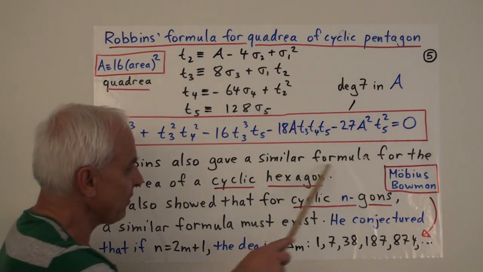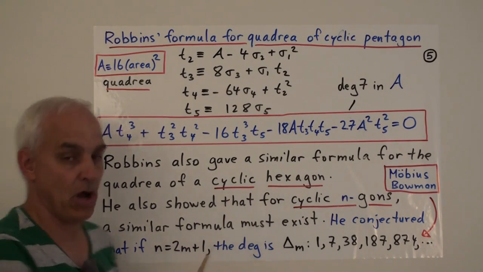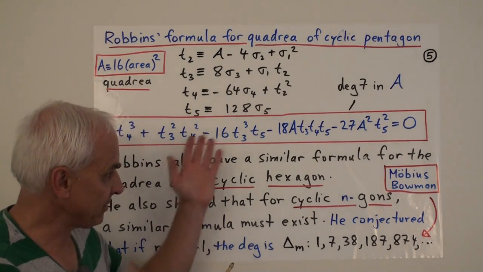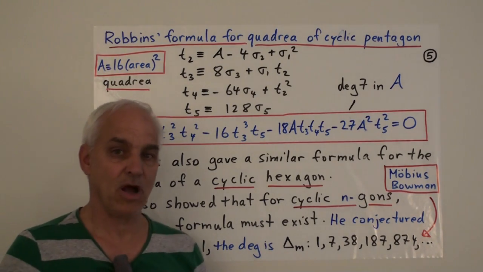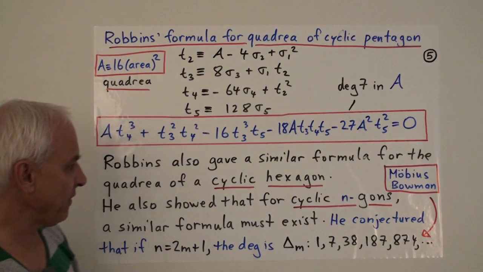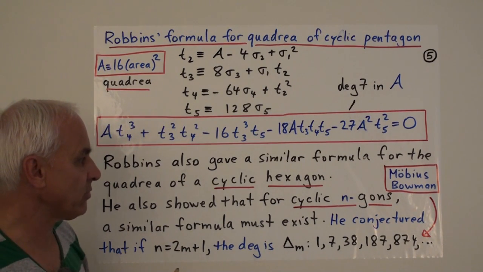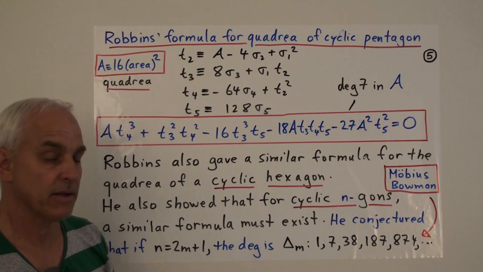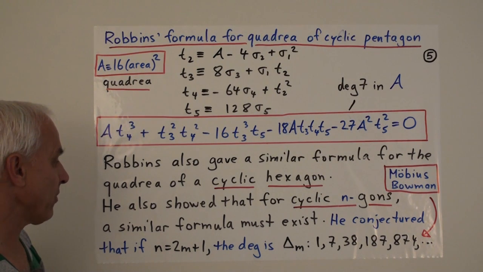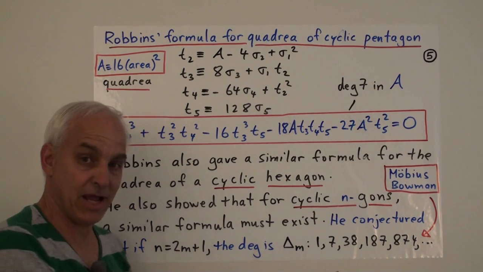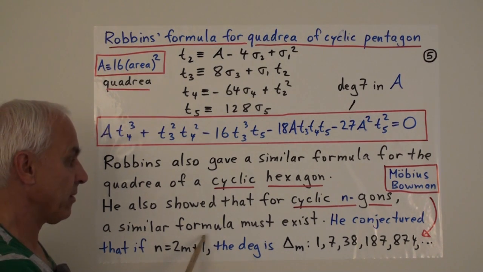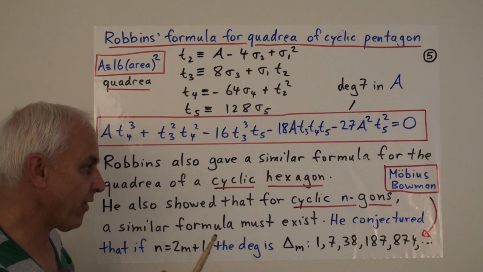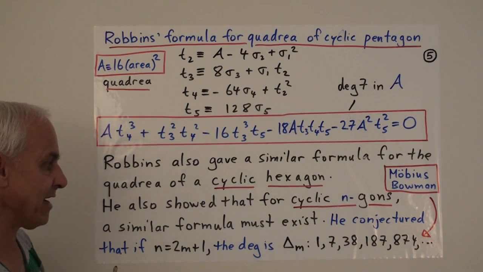In fact, he also gave a similar formula for the quadria of a cyclic hexagon. It looks somewhat similar. For a heptagon, or a septagon, a seven-sided figure, I'm not sure if it's actually known. I know that he was working on it when he passed away not too long ago. He also showed that for cyclic n-gons, if we generalize to the general case, there is, in fact, a similar formula. It must exist, but what it was, of course, is not so easy to say.